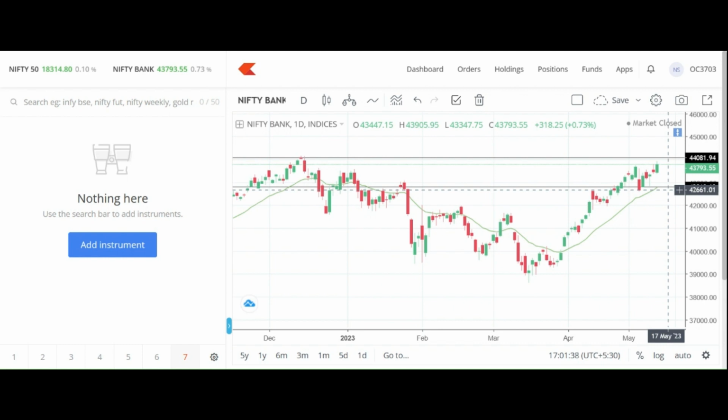So what trading area we can expect for the Nifty Bank for the next week? It can be 42,800 to 44,080. Yes, this can be the range for the Nifty Bank for the next week.